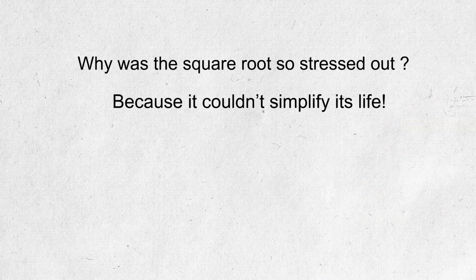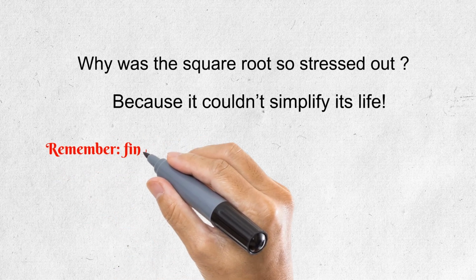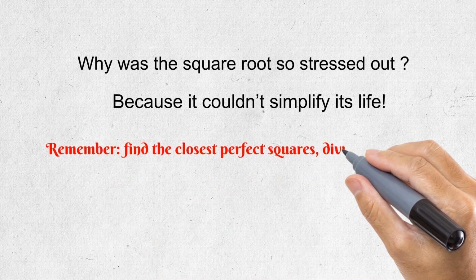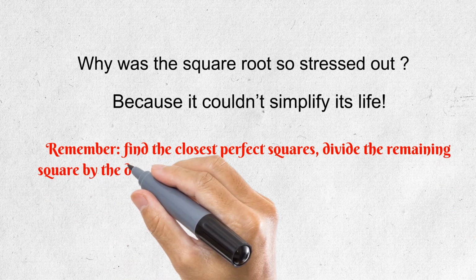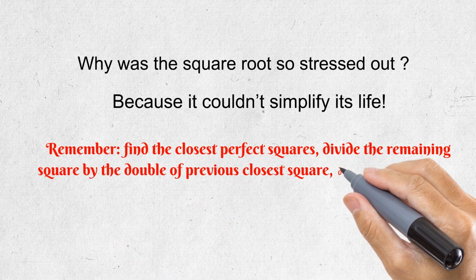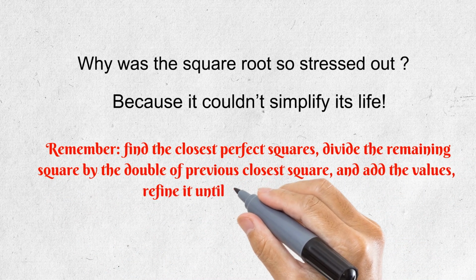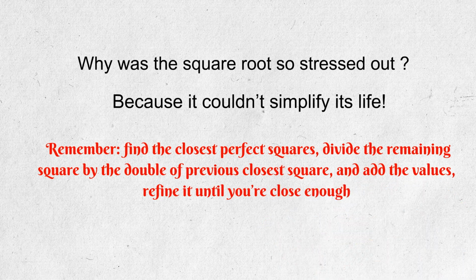You've done amazing today. Now you can estimate square roots like a pro. Just remember, find the closest perfect squares, divide the remaining square by the double of previous closest square, and add the values. Refine it until you're close.